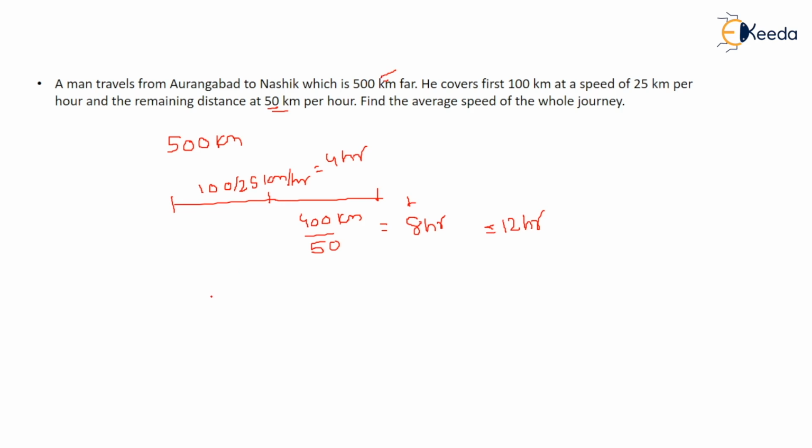So your average speed is total distance upon total time. What is the total distance he covered? 500 kilometer. And how many hours did he take? 12 hours, right? So you simply divide 500 by 12 and you will come to know the answer to this question. This comes out to be the speed of the train, 41.67 kilometer per hour. This is the answer. So this is how you have to do the question of average speed.